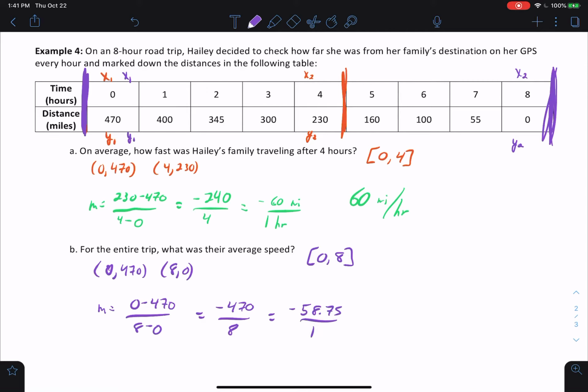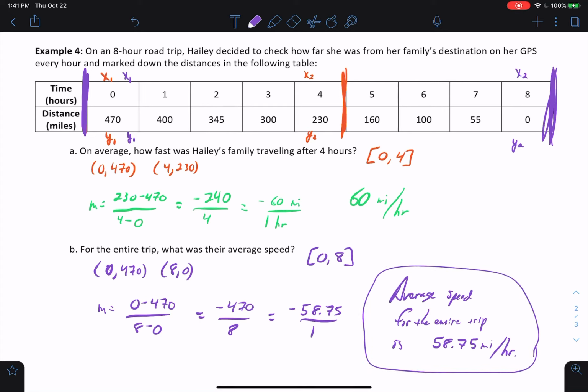All right, so they're getting closer to their destination. They're knocking out about 58.75 miles per hour. So their average speed for the entire trip is 58.75 miles per hour.